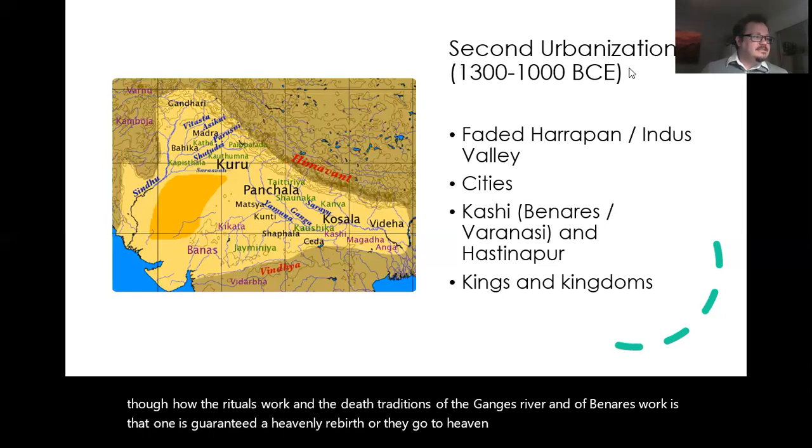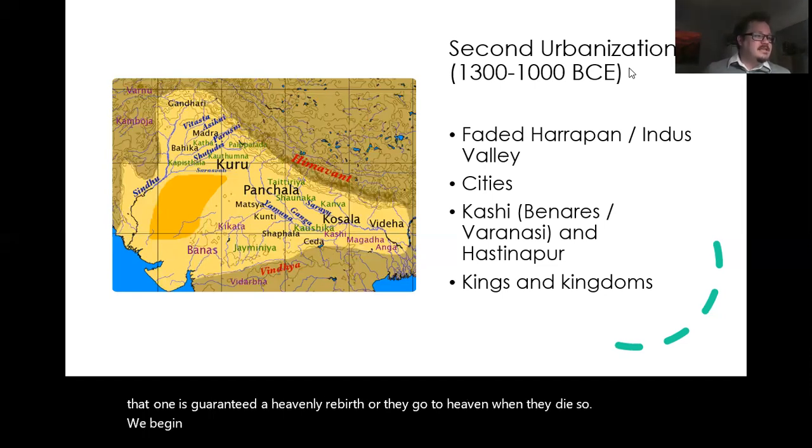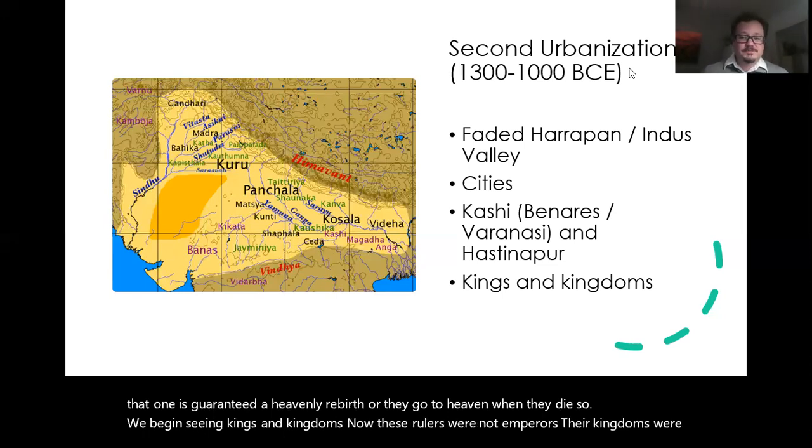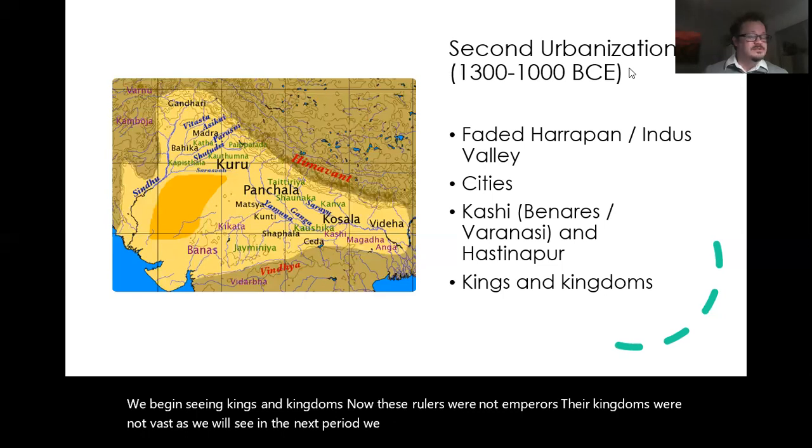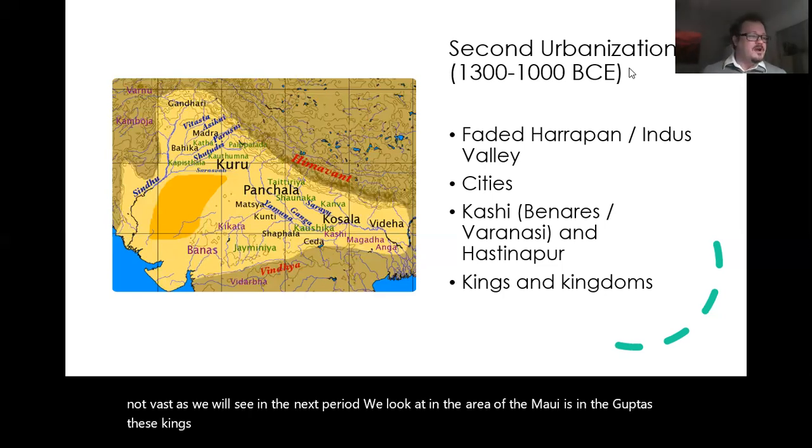So we begin seeing kings and kingdoms. Now, these rulers were not emperors. Their kingdoms were not vast, as we will see in the next period we look at in the area of the Mauryas and the Guptas. These kings were upstarts. They would come and go. They didn't have a lot of land, but there was a fair amount of them.